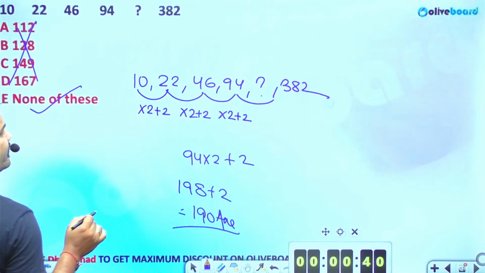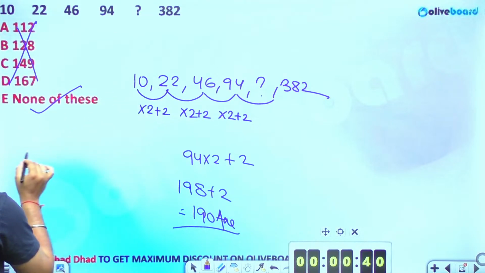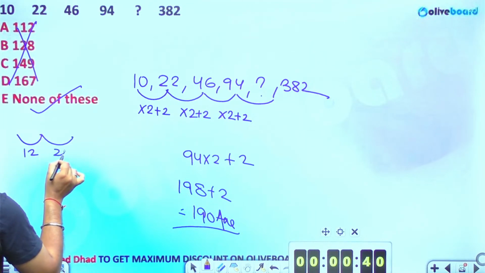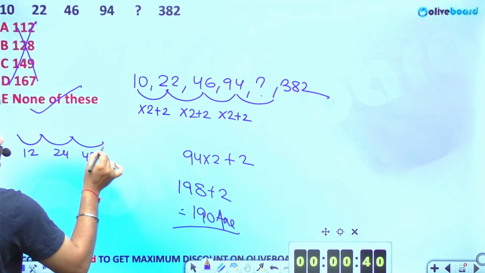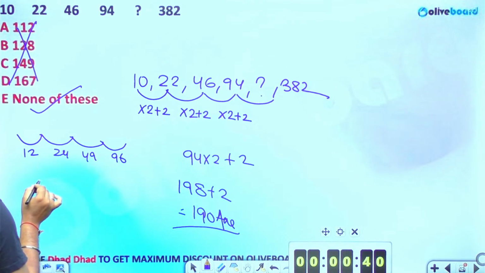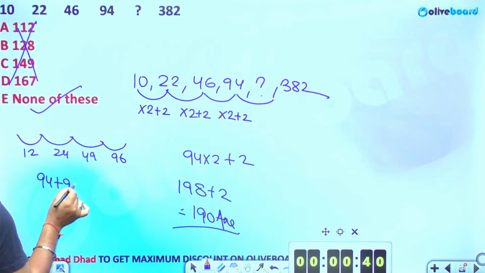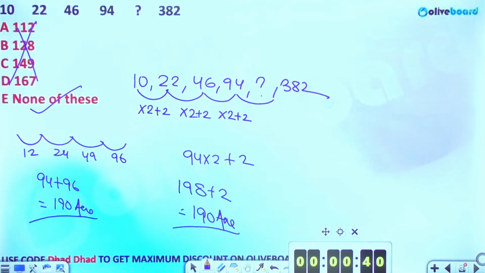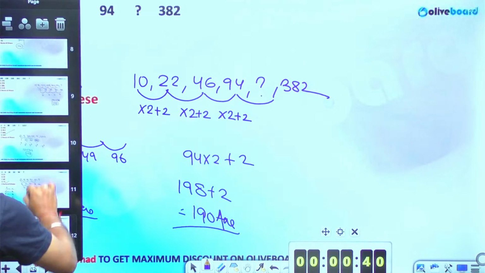So this is 10, 22, 10 and 22. The difference is what? The difference is 12. Then comes the difference of 24. Then comes the difference of 48. So the difference has to be 96. So we can go for 94 plus 96, that is equal to 190. 190 is your result. So we can use more than one or two methods for double difference cases, right? Next question.